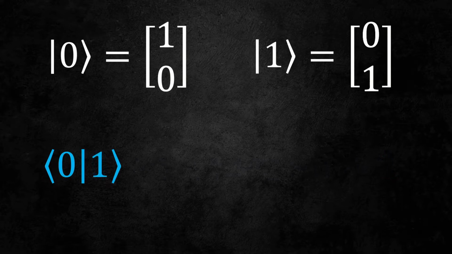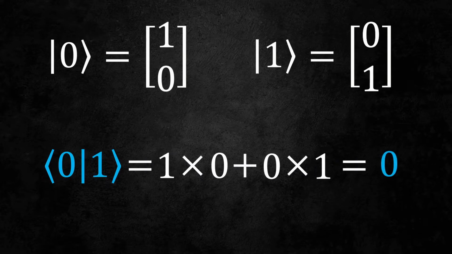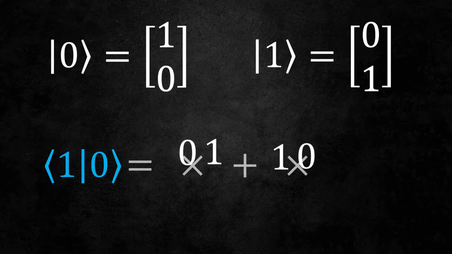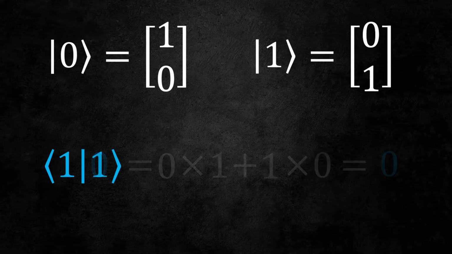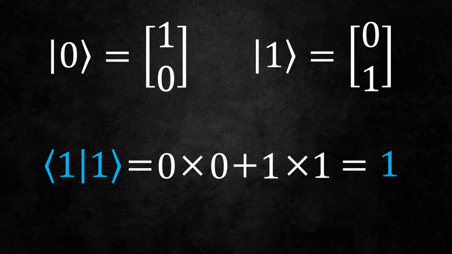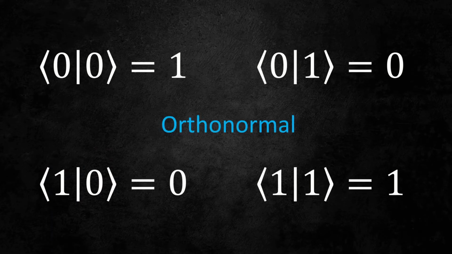The exact process applies to the other three cases. Multiply the top numbers, then multiply the bottom numbers, and finally, add them all together. For the bra-ket of 0, 1 and the bra-ket of 1, 0, we'll find that the inner product is 0, and for the bra-ket of 1, 1, the result is 1. This lines up with what we know about the two vectors being orthogonal.